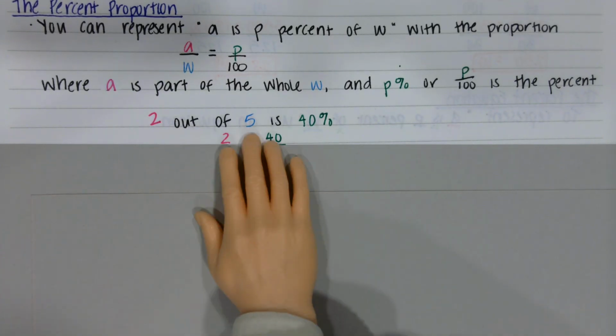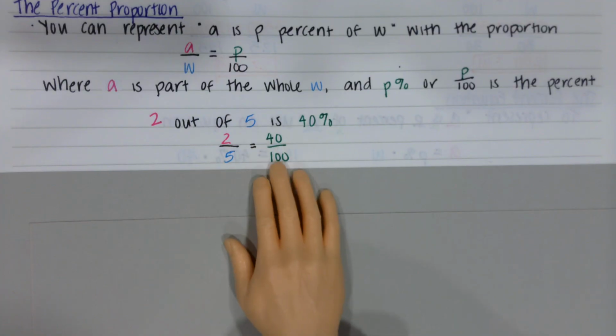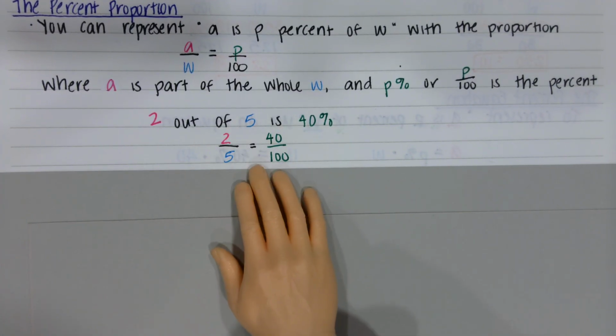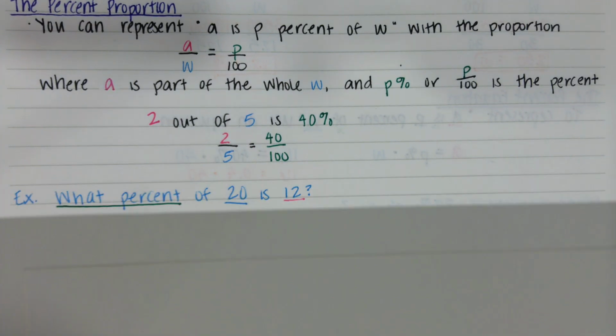2 is the part, 5 is the whole, and 40 is the percent. So we plug them into their spots there. And then if any one of those were missing, we could cross multiply and solve for the missing value.